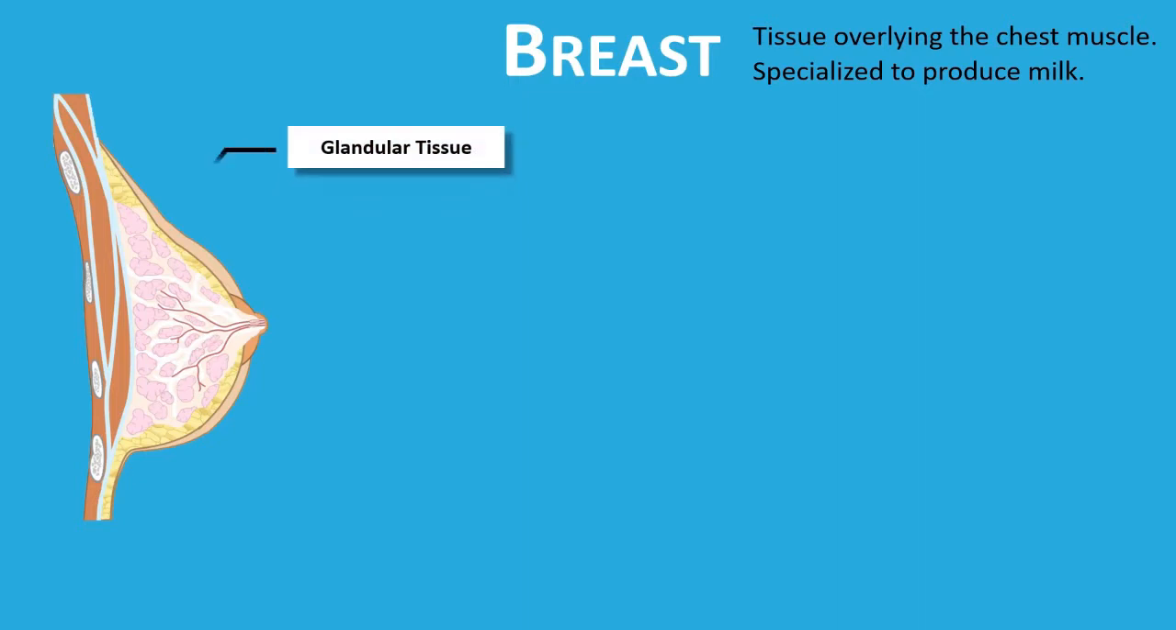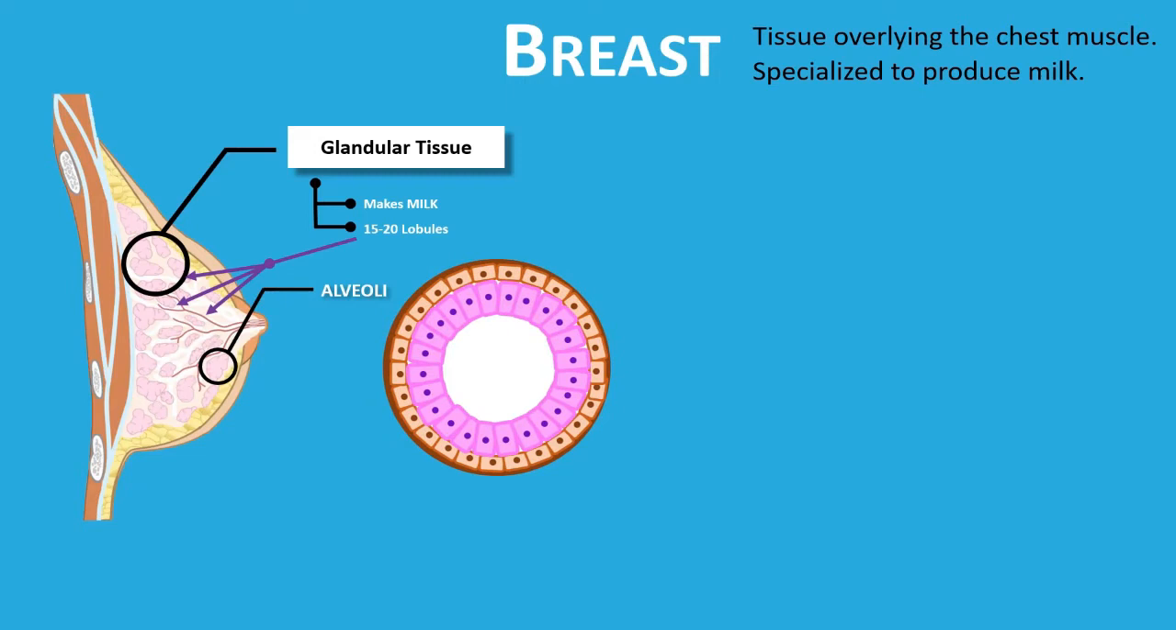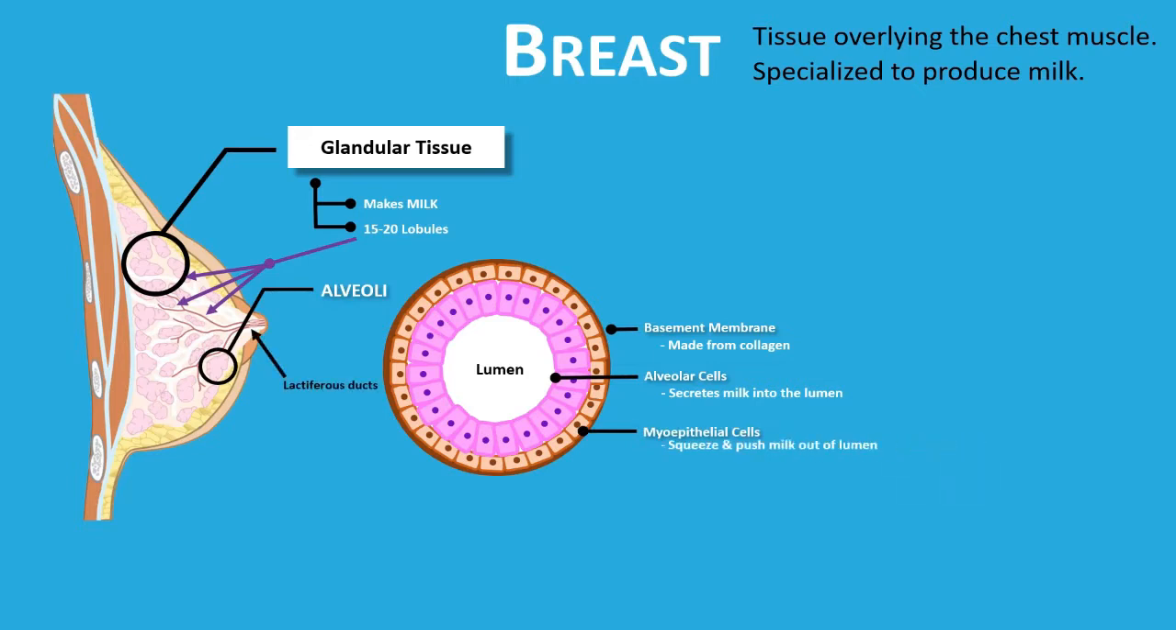The glandular tissue is the milk-producing part of the breast. It is organized into 15 to 20 sections called lobules. Within each lobule are smaller structures called alveoli, where milk is produced. The alveoli is composed of a basement membrane which is largely made up of collagen, the alveolar cells which secrete milk into the lumen, and the myoepithelial cells, which wrap around the alveolar cells to squeeze and push milk out of the lumen, down to the lactiferous ducts, and out of the nipples. Now, surrounding the glandular tissue is the stroma, which is mostly composed of adipose tissues. This makes up the majority of the breast.